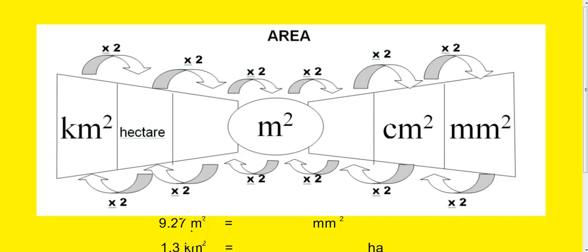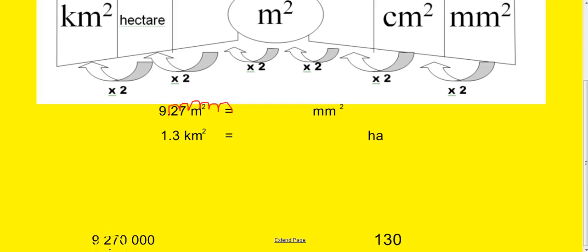It works exactly the same way. Meters squared into millimeters squared, except instead of going 1, 2, 3, we're going to go 2, 4, 6. So we need to move the decimal point 6 places. 1, 2, 3, 4, 5, 6. I think I've got the answer ready for us down the bottom. There it is there. Let's pop that in the right place. There we go.